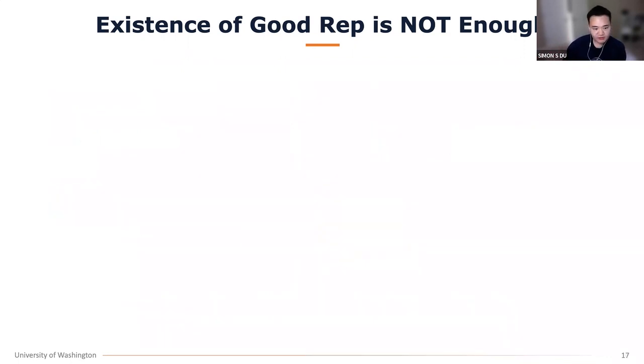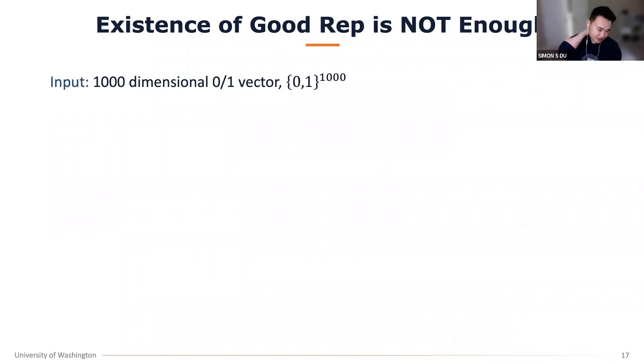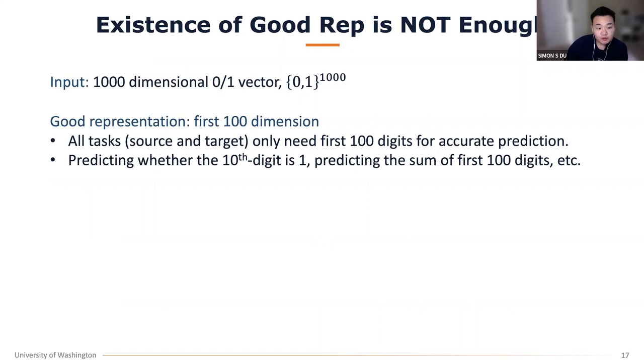Here, let me give you a more formal example. Let's say your input is a 1001-dimensional vector. Then the underlying good representation is the first 100 dimensions. All the tasks, including the source and target tasks, only need the first 100 digits to accurately predict the label. For example, the task can be predicting whether the tenth label is one, predicting the sum of the first 100 digits, etc.